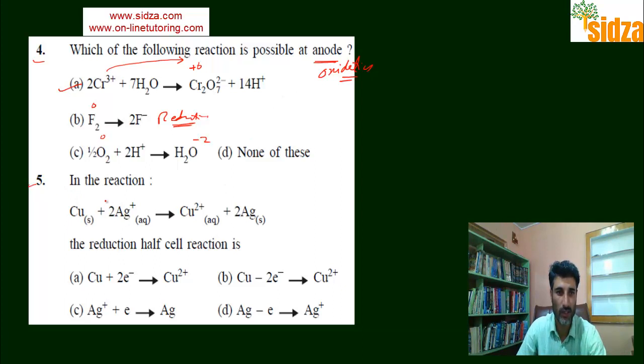Question number 5, in the copper and silver ion reaction, the reduction half reaction is, so you can see here, this is the oxidation and this is the reduction, right? This is the electrode which is called an anode, and this is the electrode which is called cathode. And the reduction half reaction will be the gain of electrons. The silver ion will accept electrons and form metallic silver. So option C is the correct option here, right?